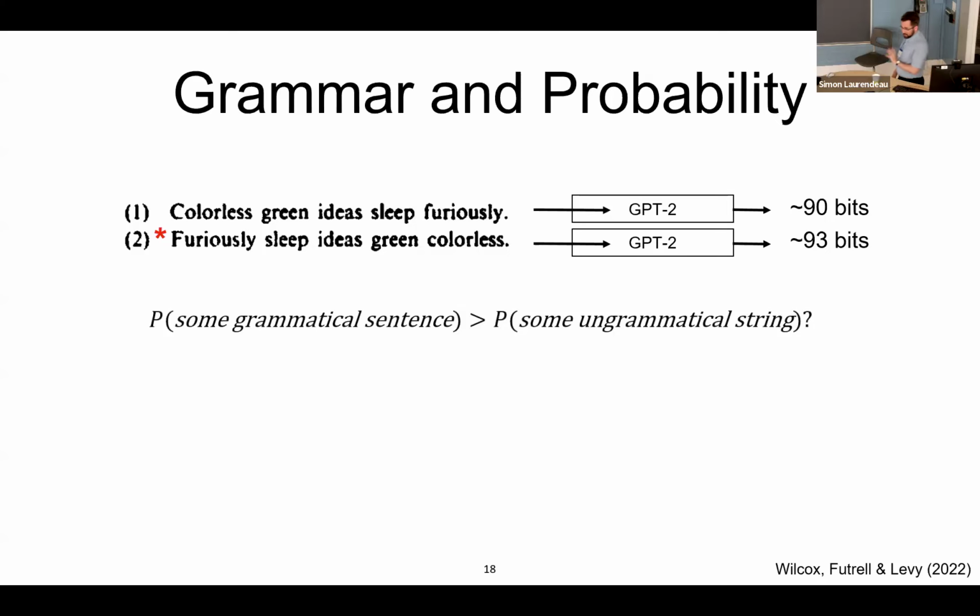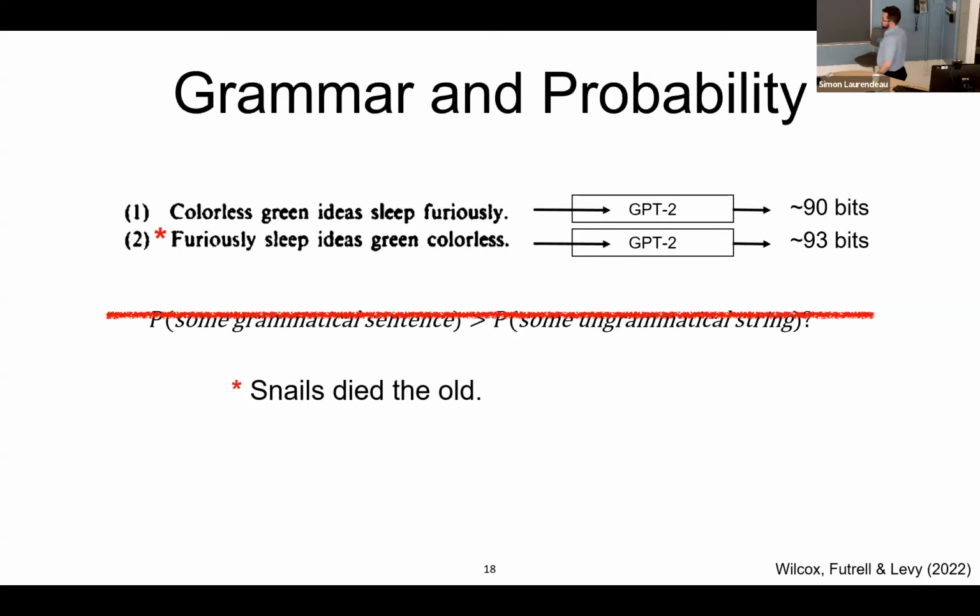So it's not generally the case that the probability for some grammatical sentence should be greater than the probability for any random ungrammatical string. So the general point here is actually correct. And here's an example that does work with modern models that we came up with. Here's an ungrammatical string. Snails died the old. No idea what this means. This is just a word jumble.